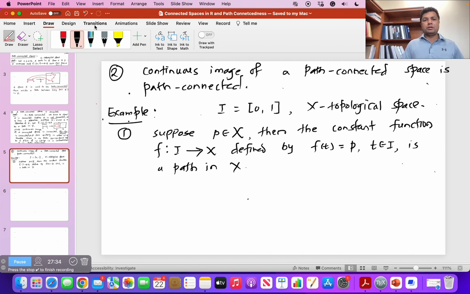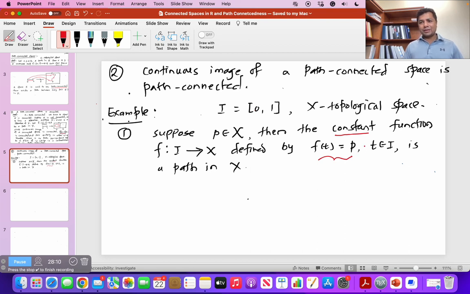and so if it is a path, then it has to be a continuous function, and we have seen in one of our previous lectures that constant functions are always continuous. So here we are taking a constant function from I to X defined by this relation. So f is a continuous function, being a constant function, and for the path your function has to be continuous, so it's continuous.